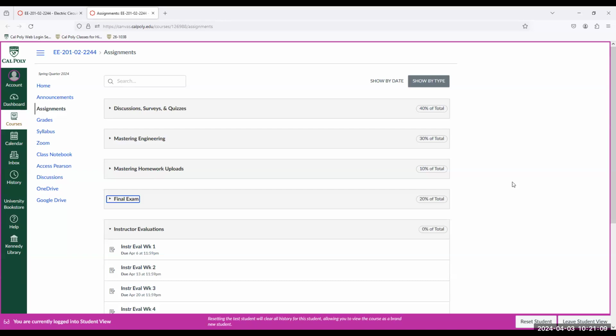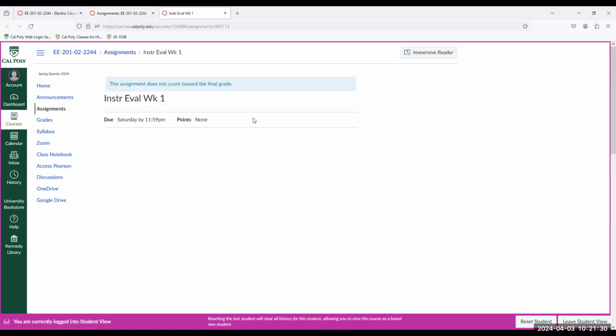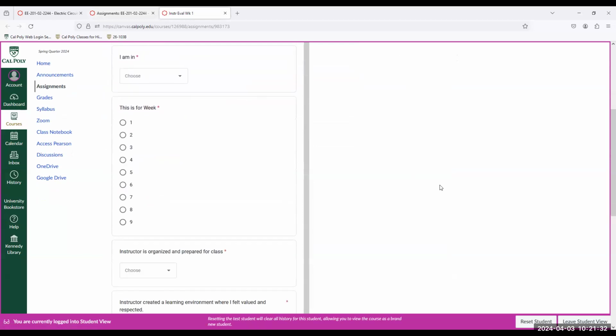There is no space where you need to enter your name. There is no information collected other than the responses that you send in. Every week there is a reminder available on Canvas. It's simply a form that asks you the questions, and it's probably due on Saturday night.